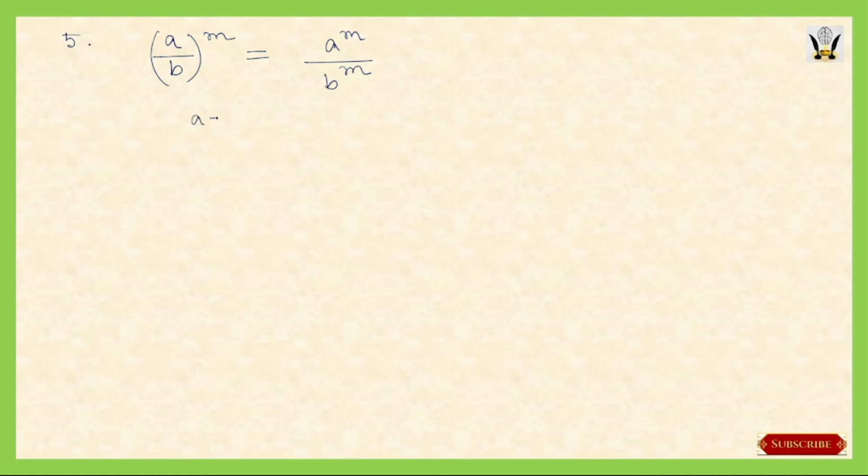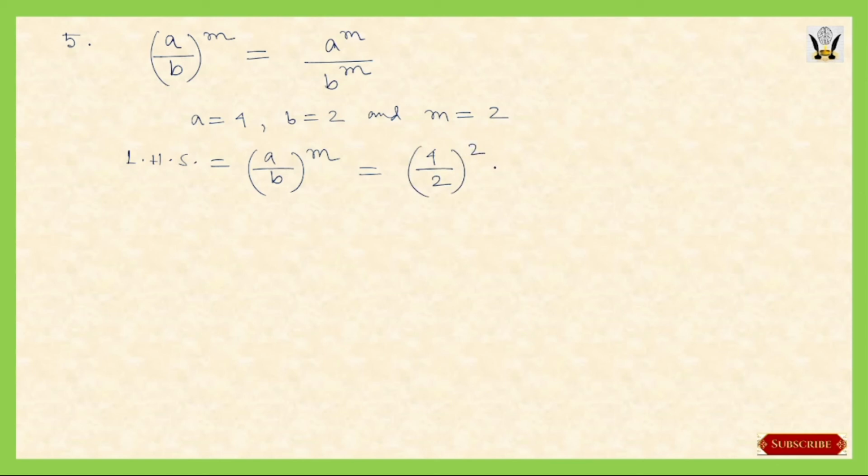Now suppose we take the value of a as 4, the value of b as 2, and the value of m as, say again, 2. From the left hand side, the law says it will be a divided by b and then the power of that result. So it will be a is 4, b is 2, and then to the power 2. The value of m we have chosen is 2. So first we will divide these two bases, 4 divided by 2 means 2, and then 2 to the power 2. So it will be 4.